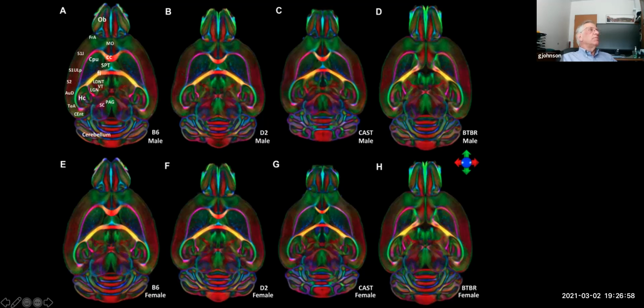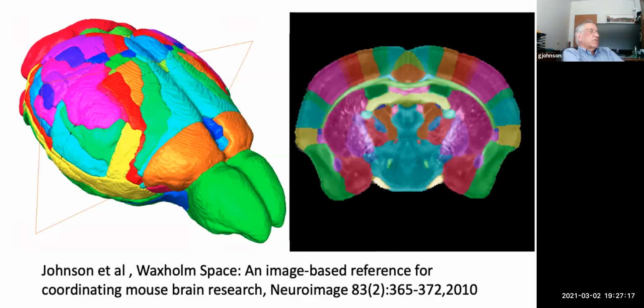So we looked at the males. This is an average of 4 and an average of 4 females. We could look at the differences in strain and the differences in gender. And we were able to see a number of phenotypes, volumes of structures, changes in their anisotropy properties, and so forth. And we were able to do this through the use of a standard parcellation.